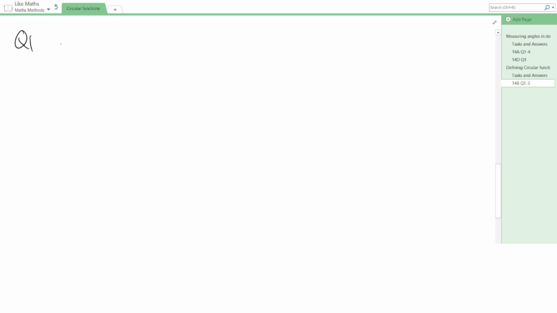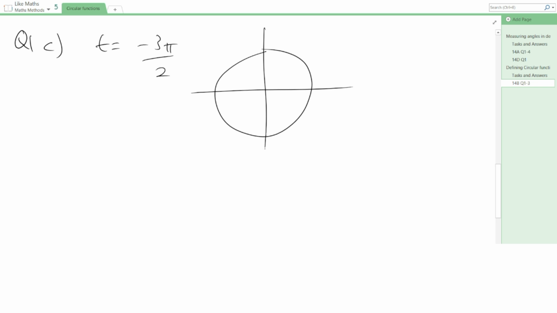Question 1c, t is equal to -3 pi over 2. Unit circle. So the interesting thing now is, even though we start from here, it's actually -3 pi over 2.